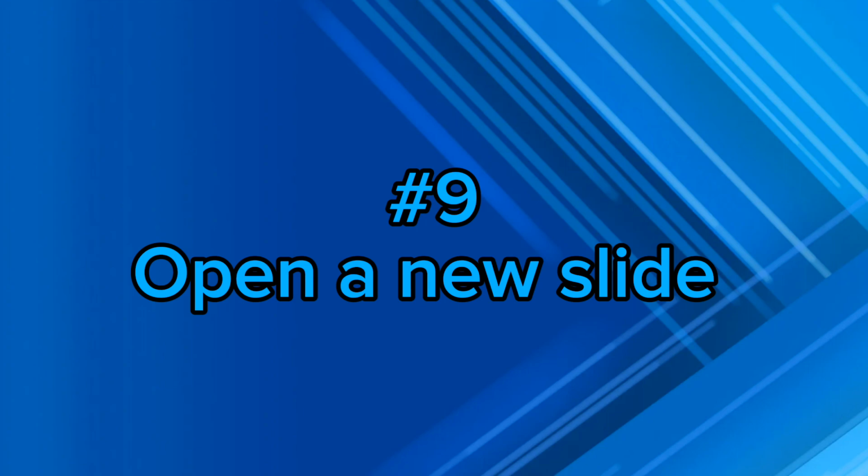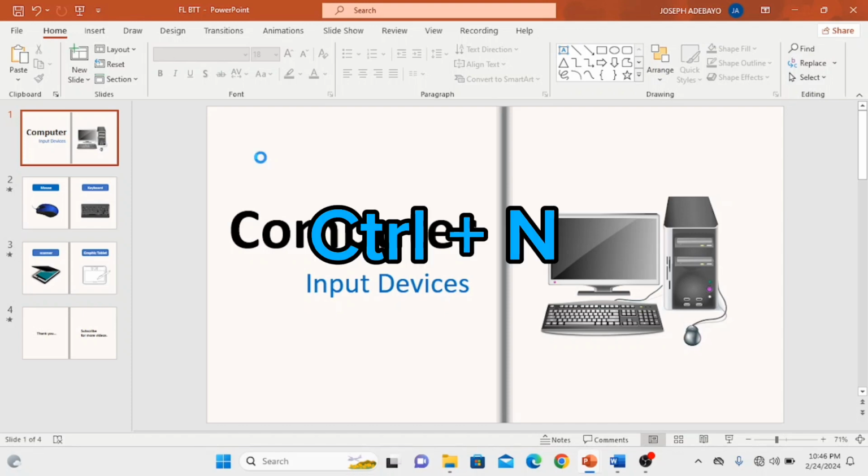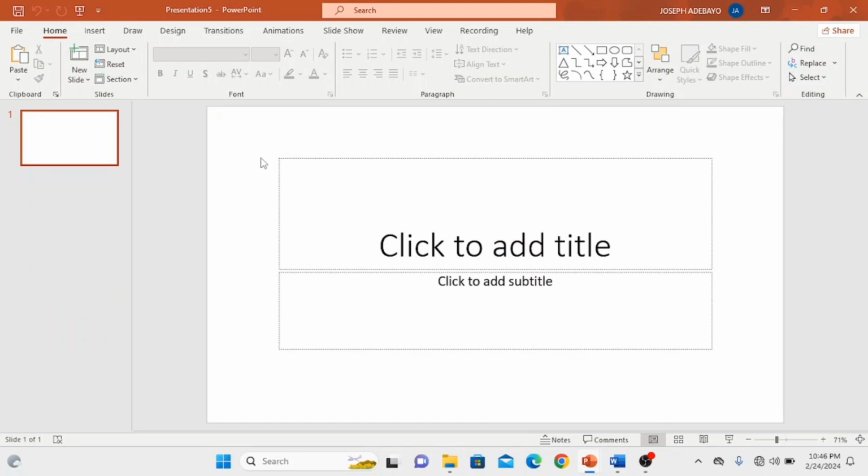Number 9, open a new presentation slide. For instance, if I wanted to open a new slide so that I can start afresh working on a new slide presentation, the only way I can do it is to press Ctrl N to open a new slide, as you can see. So this is another fresh page where I can start designing my PowerPoint slides.